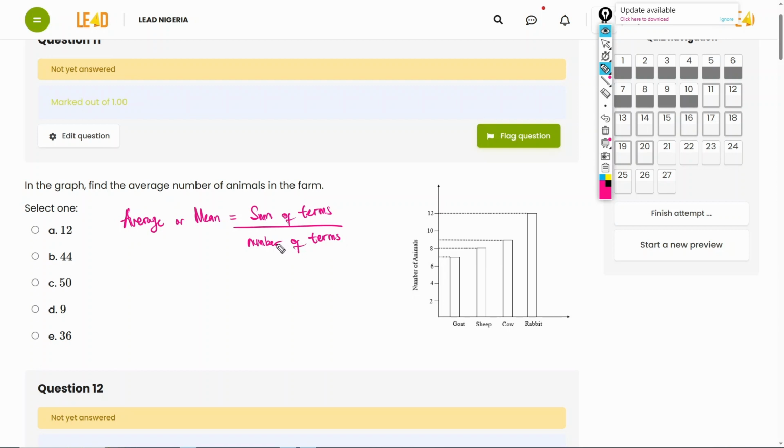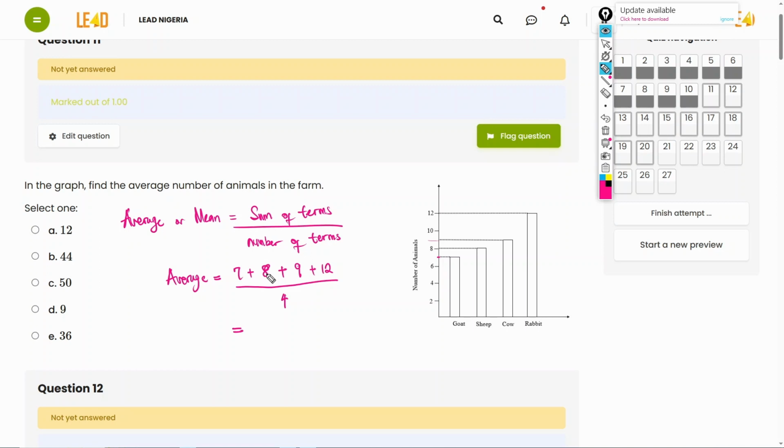All right, so let's add up all the terms. Sum of terms: for goat we have 7, right? So this is goat. That's 7. Plus for sheep we have 8. For cow we have 9. And for rabbit we have 12. Now divided by, so how many terms do we have? We have 4, right?